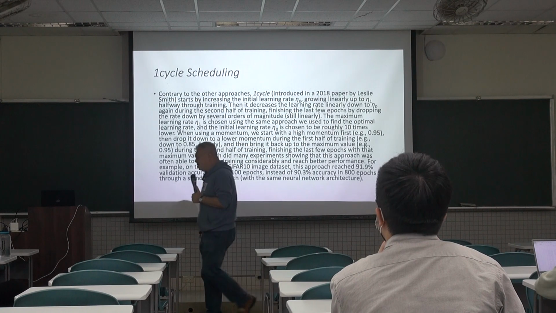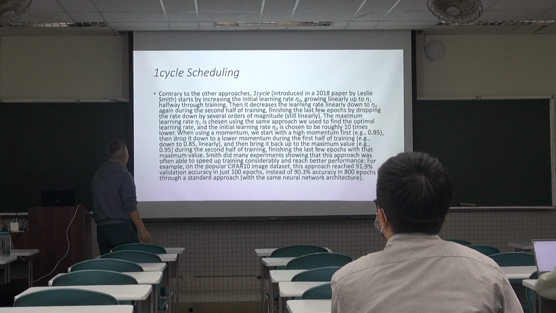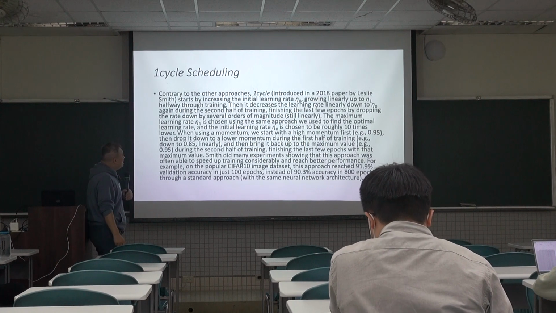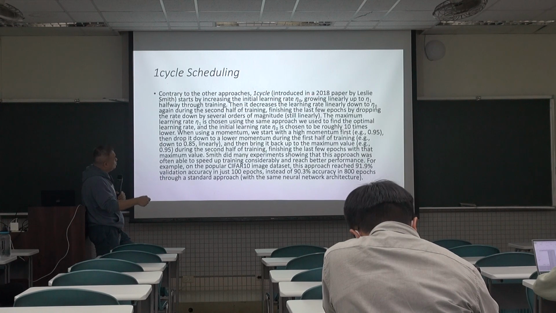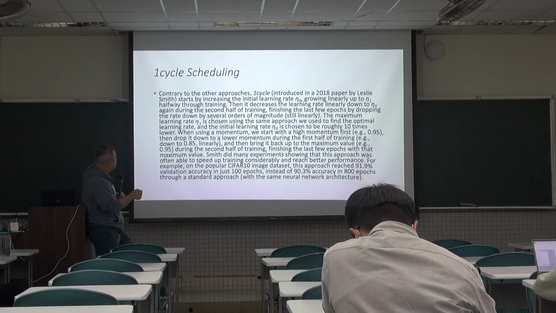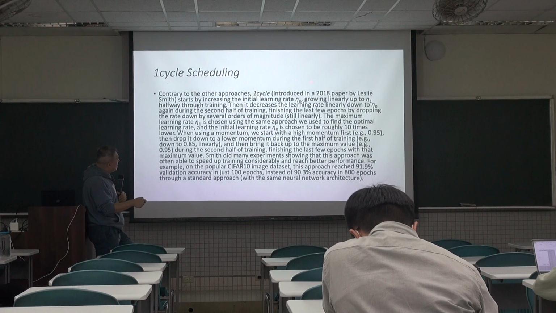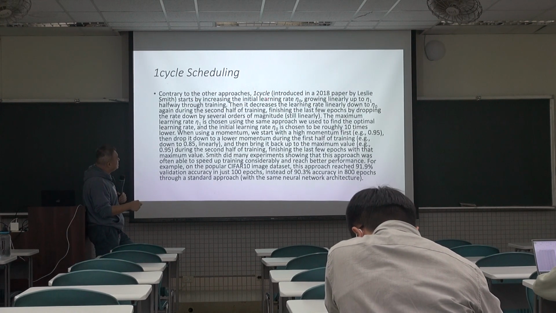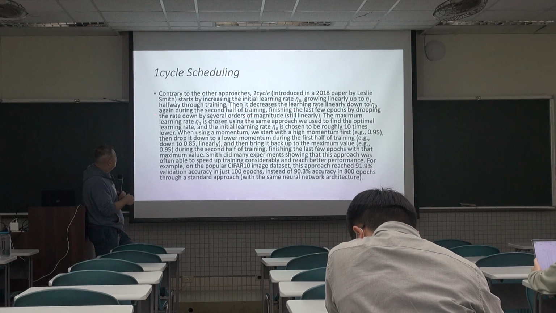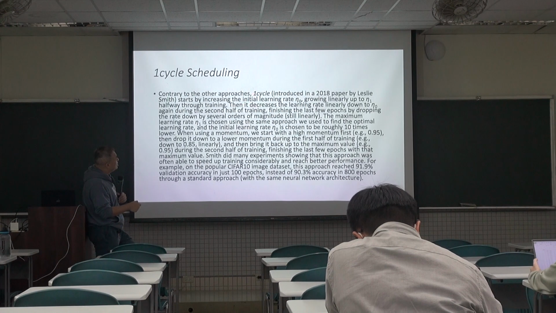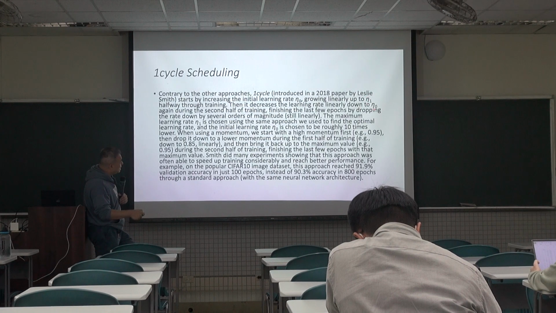So the last one is called one cycle scheduling. This one cycle scheduling is kind of complicated, which was actually proposed in a 2018 paper by Leslie Smith. So this one cycle scheduling starts by increasing the initial learning rate eta 0, growing linearly up to eta 1 halfway through the training. Then it decreases the learning rate linearly again down to eta 0.